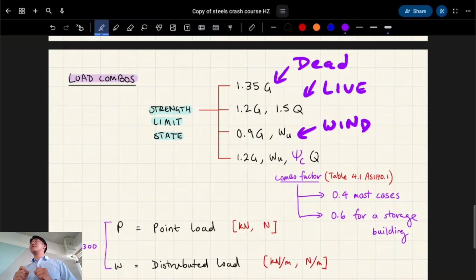And this is really important because, especially for serviceability, which isn't really covered in this course, how long something's been there makes a big difference on the deflection of the structure and stuff like that. Like how much it's going to sag over time and things like that.